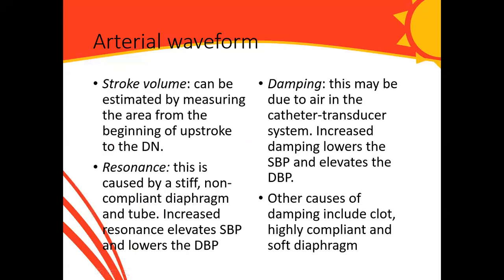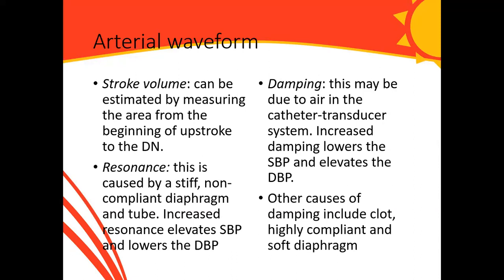Resistance is caused by a stiff and non-compliant diaphragm and tube. Sometimes when you have elevated systolic blood pressure on your A line, you want to be sure that it's not due to increased resonance, because increased resonance will cause a precipitous rise in your systolic blood pressure, and it will lower your diastolic blood pressure. So you want to ensure that they have optimal resonance in the system.